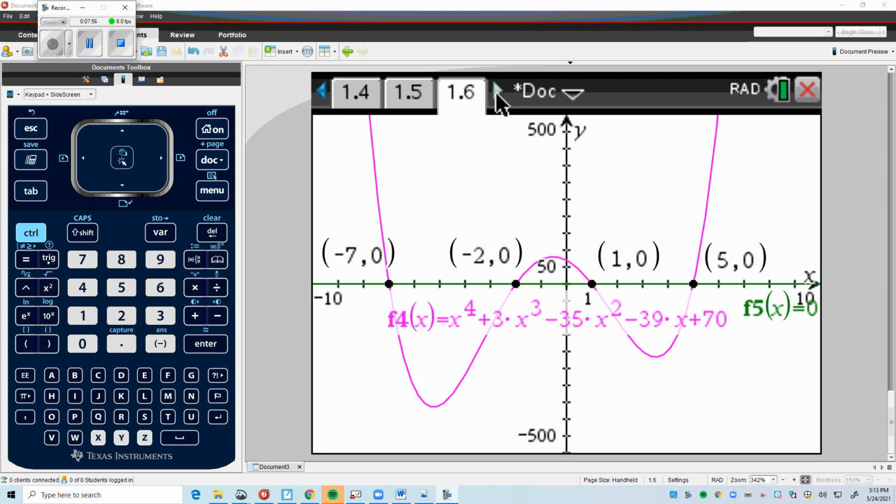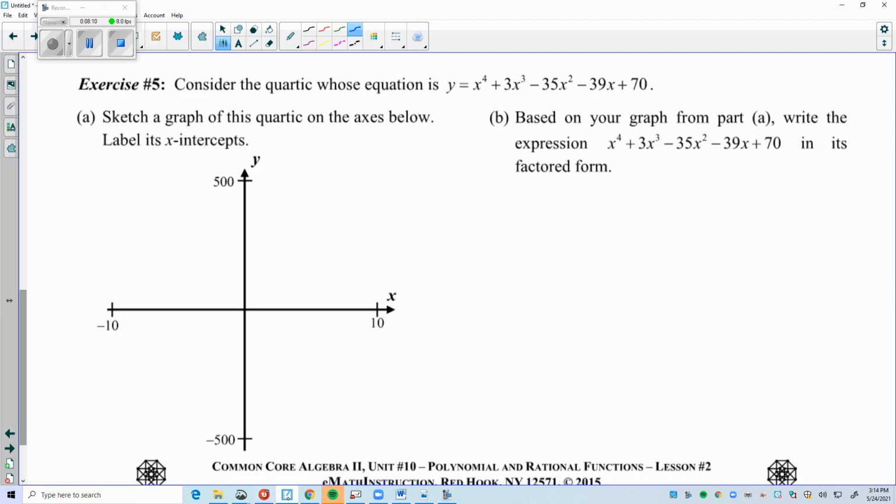And so we've graphed it out, and I have all of the zeros found. So we need to sketch a graph of the quartic on the axes and label the x-intercepts. Okay, so we're going to just kind of do a rough sketch on our graph. And we know we had a 0 at negative 7, 0. We know we had a 0 at negative 2, 0. And we had a 0 at 1. And we had a 0 at 5.